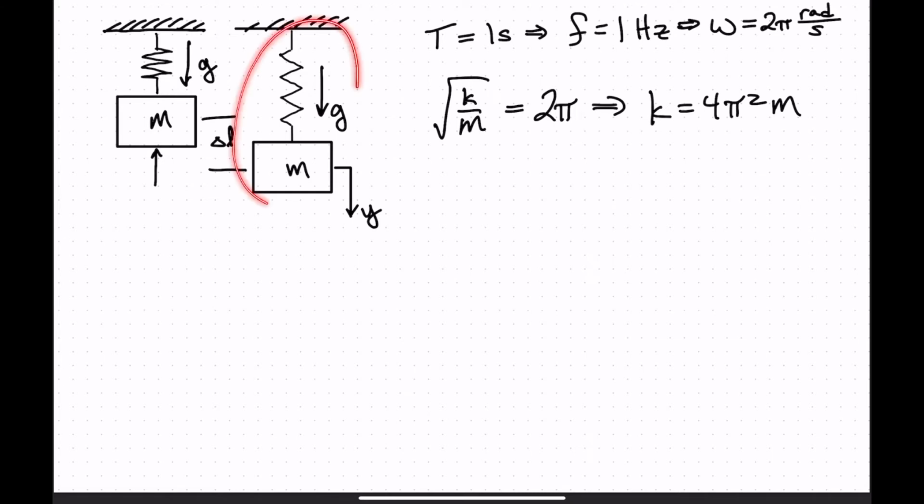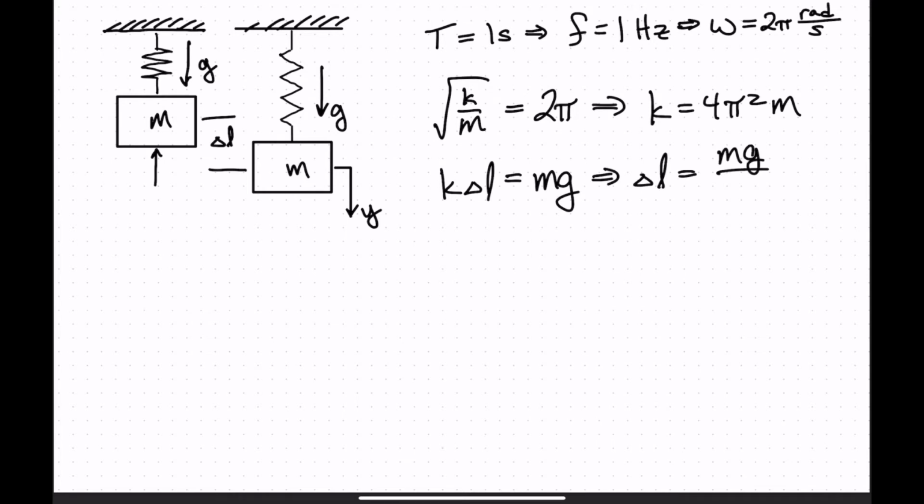Now, if we look at this system here, and again, this is just statics. So this person is just hanging statically from this spring. And we want to figure out how much the spring stretched when the person started hanging from it. The static problem says that k times the change in length, which is the force in the spring, must equal the weight of the person hanging from it. Or equivalently, the change in length of the spring equals the weight of the person divided by the spring constant. That gives us that delta L equals m g all over 4 pi squared m.